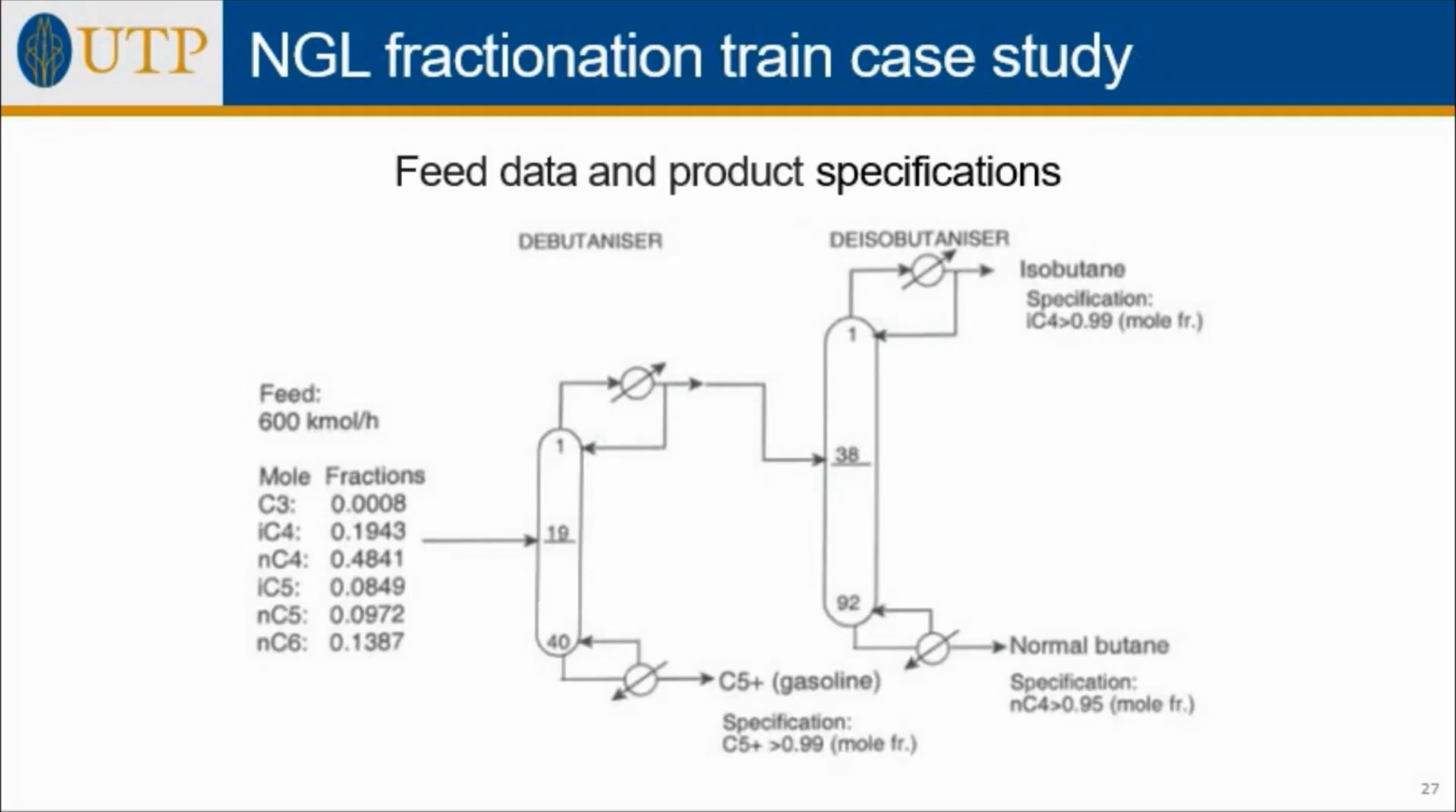And then the feed data and product specifications in this case study are shown in these slides. So here you have the feed with those respective mole fractions. And then the bottom product of the first column is C5 plus. And in the second column, the isobutanizer, we have the top product of isobutane and the bottom product of the normal butane.